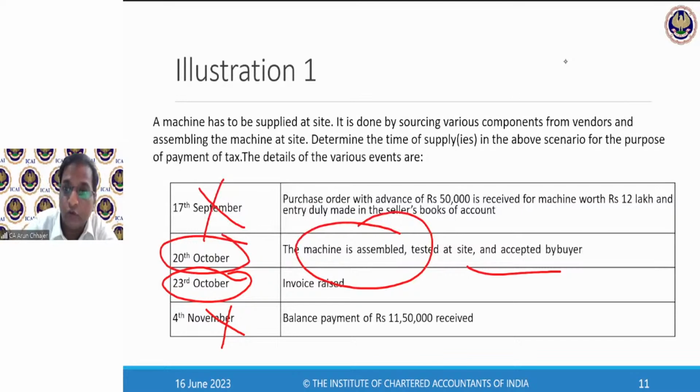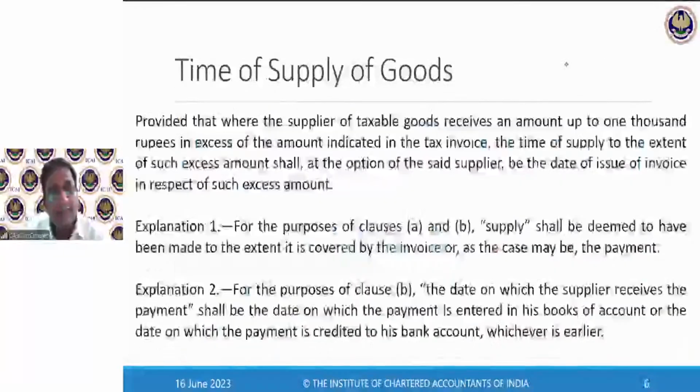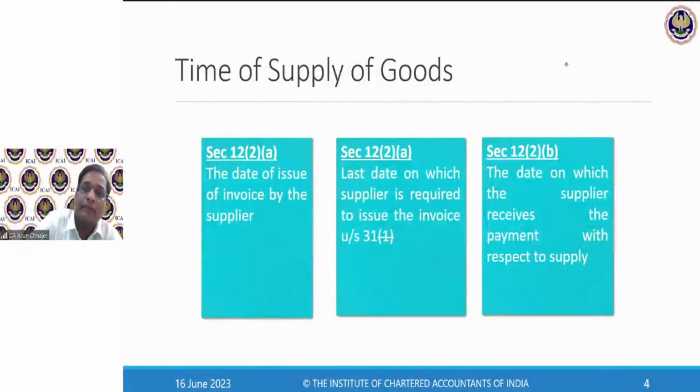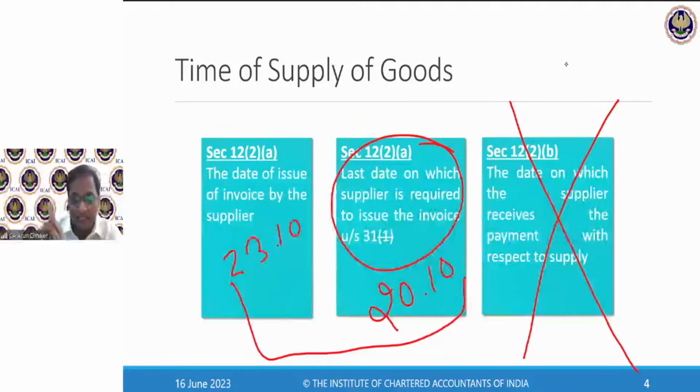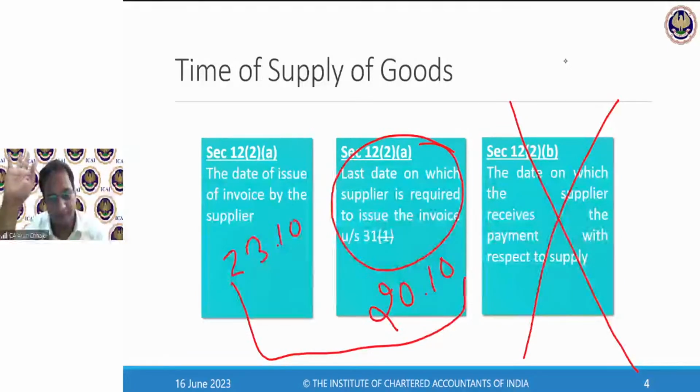Correct. So go back. What is the provision? We have discussed that the time of supply of the goods is the date of issue of invoice, that is 23rd October, and the last date on which the invoice is required to be issued, 20th October. Correct. Therefore, whichever is earlier, that is 20th of October, becomes the time of supply in this example. Still, if you have confusion, you can ask multiple questions, no problem.